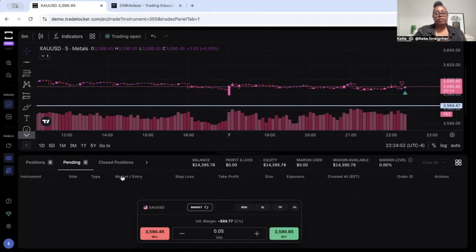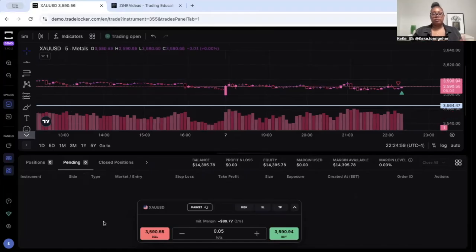Another thing is your closed positions. This is something you want to look at end of day, end of week, just to see where you're at and what you've done for the week and where you're at in terms of profit and loss.